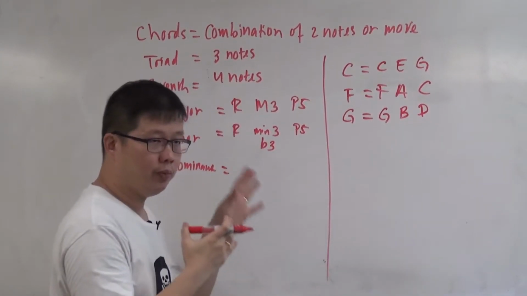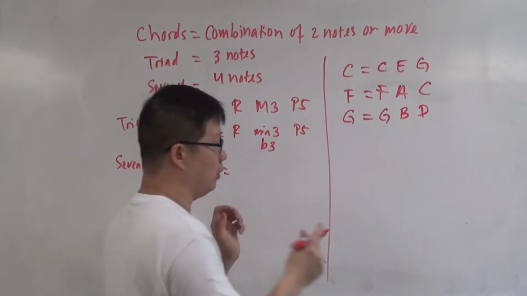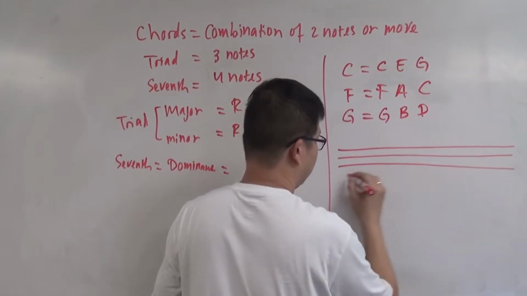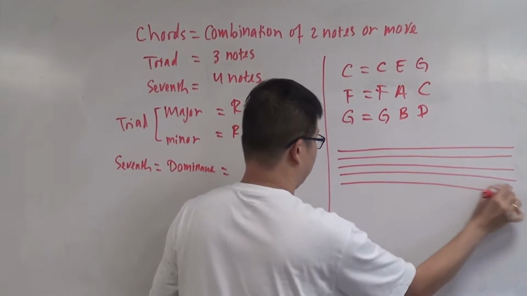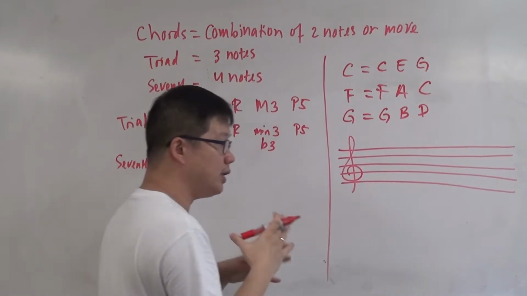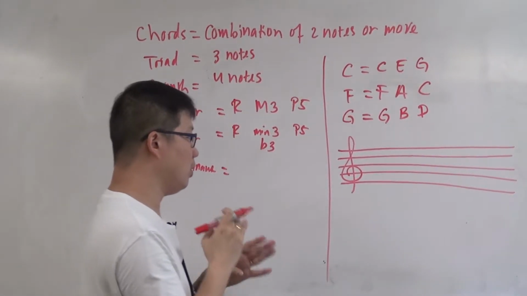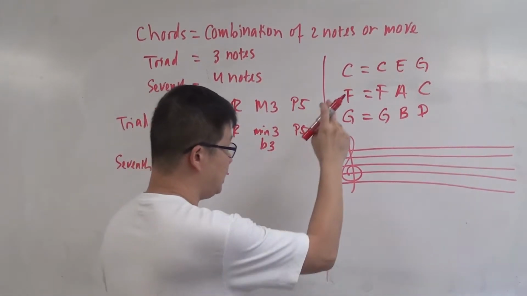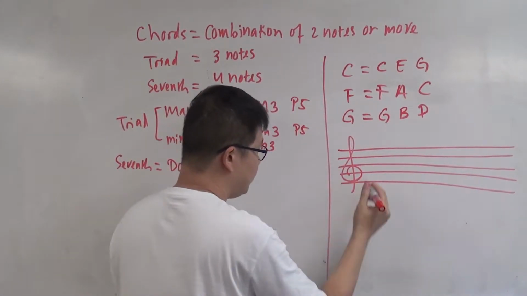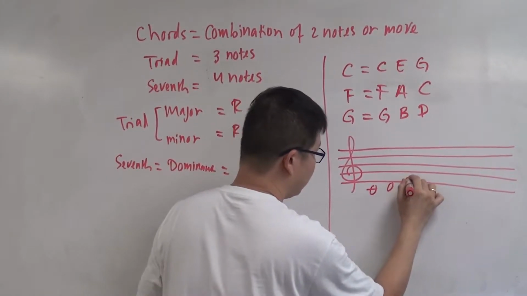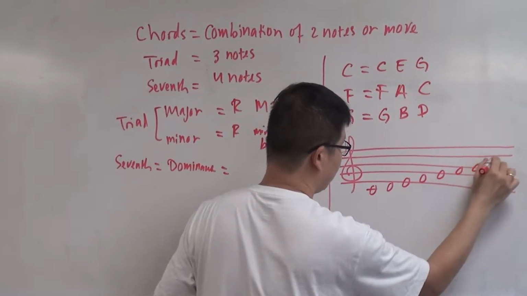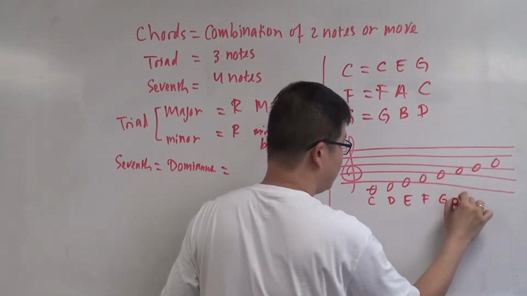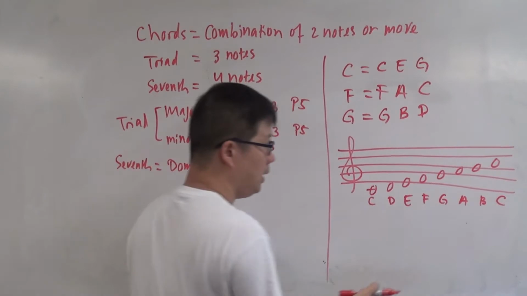Now, how can we prove if this is correct or wrong? Let's try. We are going to draw a major scale. The major scale is always the fundamental of a lot of things. For the C triad, let's draw the C major scale. This is C, D, E, F, G, A, B, C.